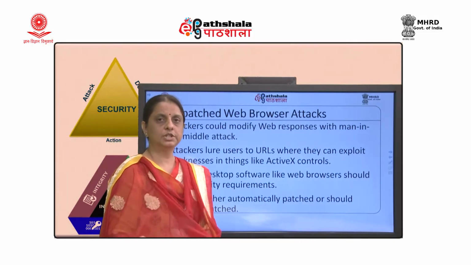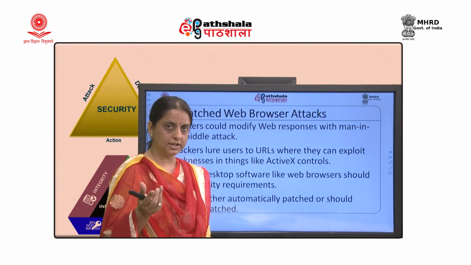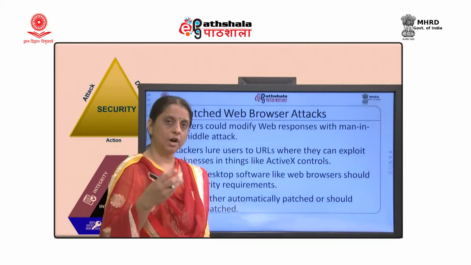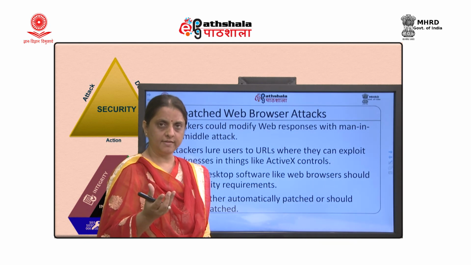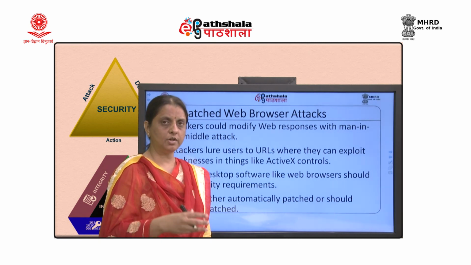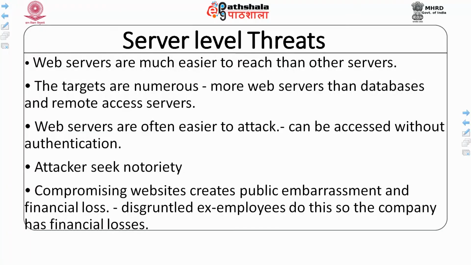Automatically means your machine would check what patch version is available and what you have on your machine. If they differ, it will automatically download. Manually means go to a particular website, find out what kind of patch is available right now and match it with what you have on your machine. If they differ, download it manually and implement. So, this was all about client level threats.